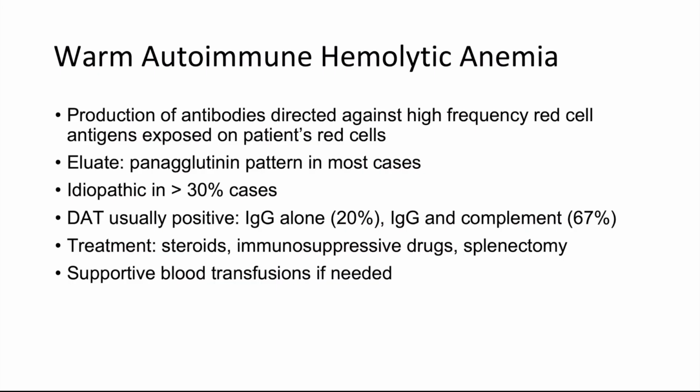The diagnosis in this case is a warm autoimmune hemolytic anemia. This is production of antibodies by the patient against the high-frequency antigens exposed on the patient's red cell surface. When you do an antibody screen for these patients, it will be panagglutinin positive. When you do an eluate, it will also be panagglutinin positive. In about 30% of cases, we don't know why it's occurring. The DAT can be positive for IgG alone or IgG and complement in the majority of cases. The treatment here is steroids, immunosuppressive drugs, splenectomy, and supportive blood transfusions when needed, which will be phenotype matched.